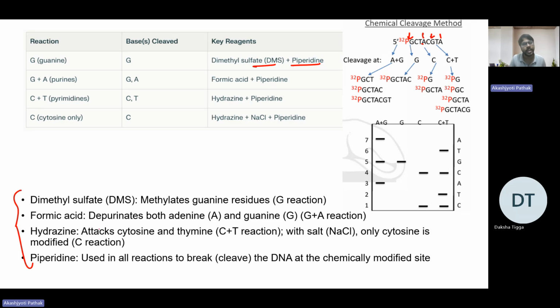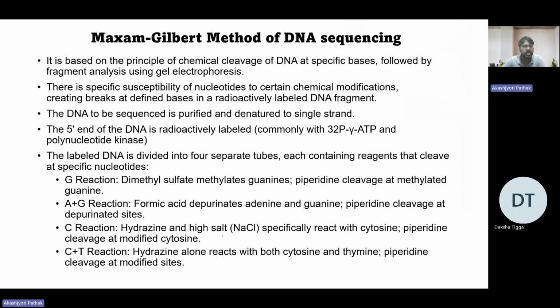Formic acid will depurinate both adenine and guanine. Okay, hydrazine attacks cytosine and thymine. With salt, only cytosine is modified. But if you are not adding salt, then either C or T can be removed after that. And piperidine is used in all reactions to break the DNA at the chemically modified site. So piperidine is cleaving the DNA at the chemically modified site.